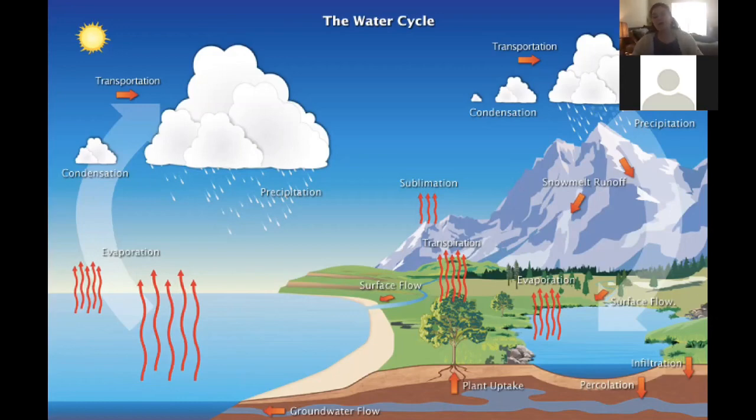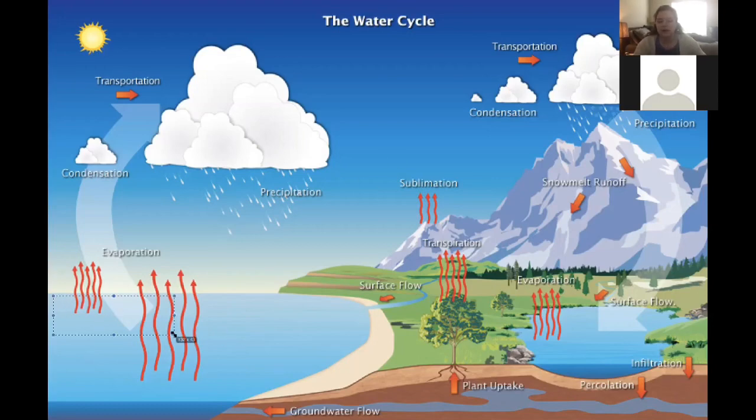Okay, so that is the water cycle. Now, Bree, do you know what kind of energy fuels this water cycle? Energy from what? From the sun. From the sun. Okay, so let's start by talking about the water cycle over here.